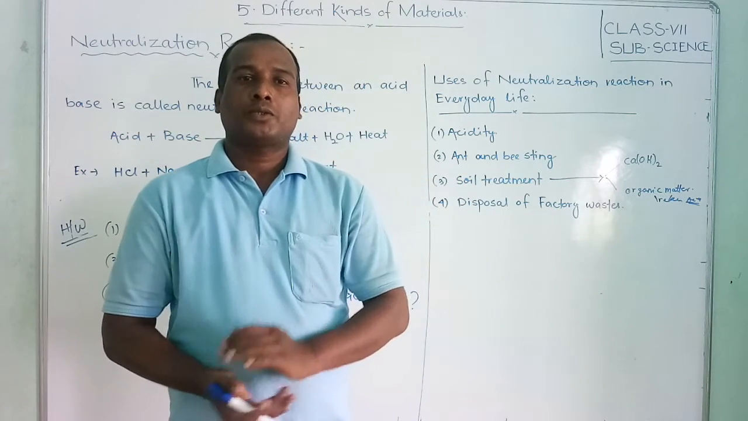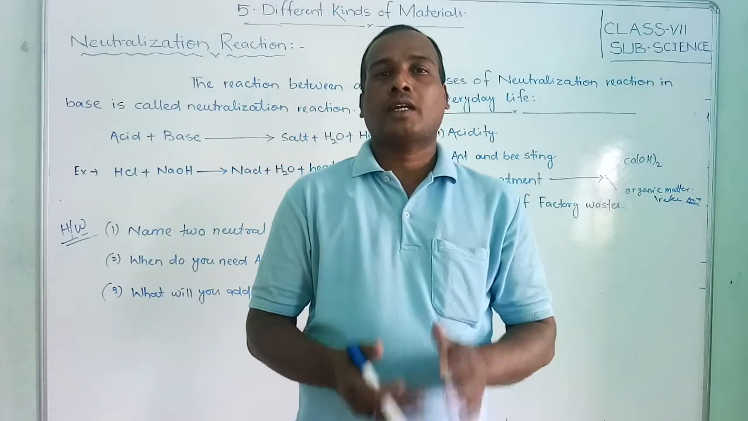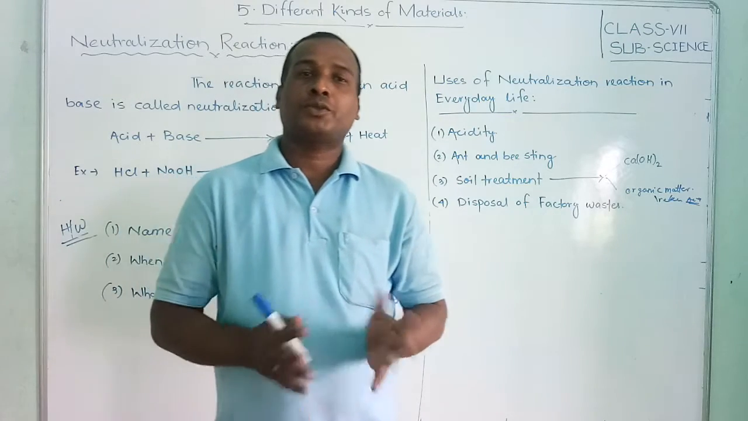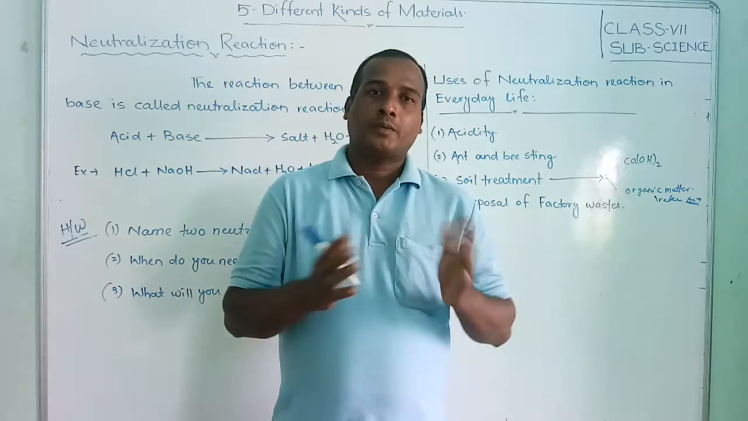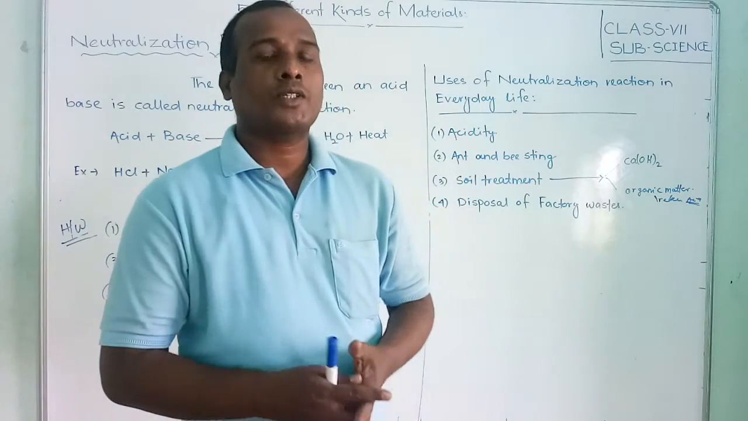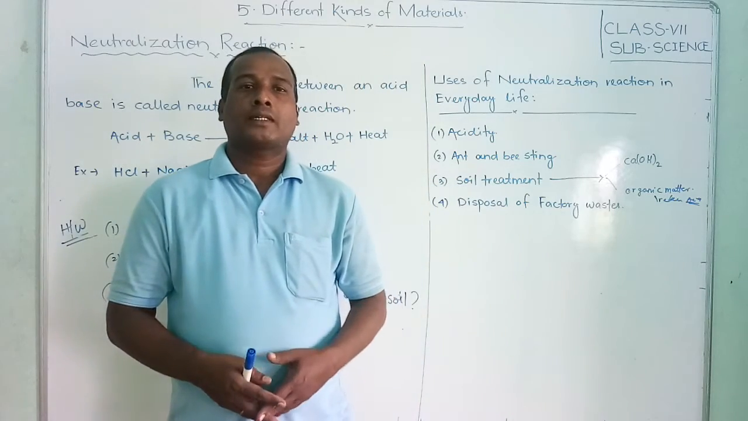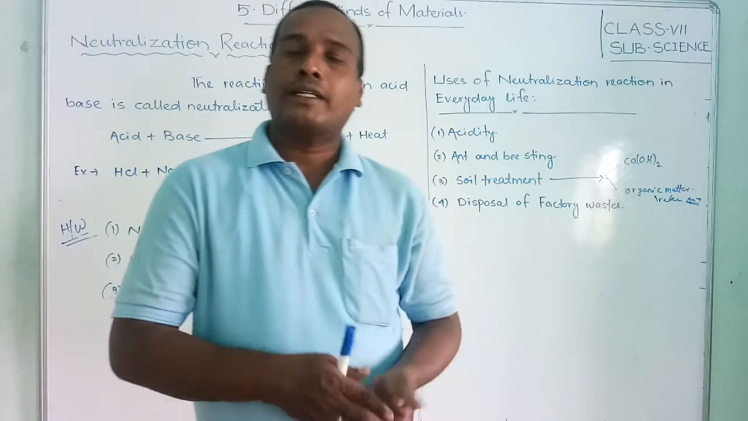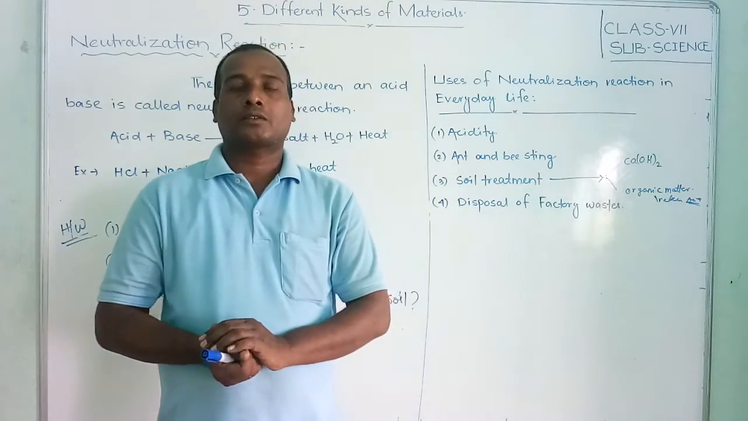Students, today we are going to continue in our 5th chapter, that is different kinds of material. In the previous video, what did you study? Just to remind you, in the previous video you have already studied about different types of indicators, that is natural occurring indicators and laboratory prepared indicators.